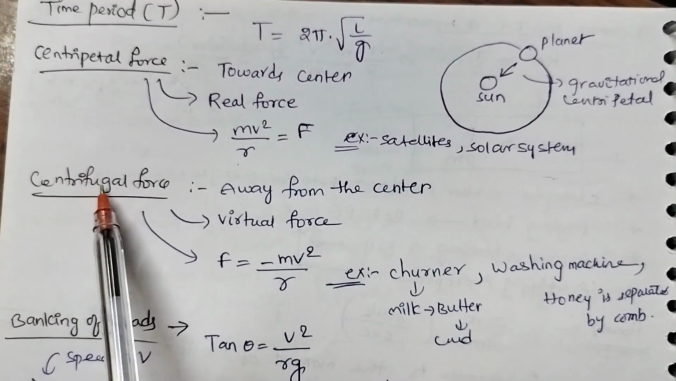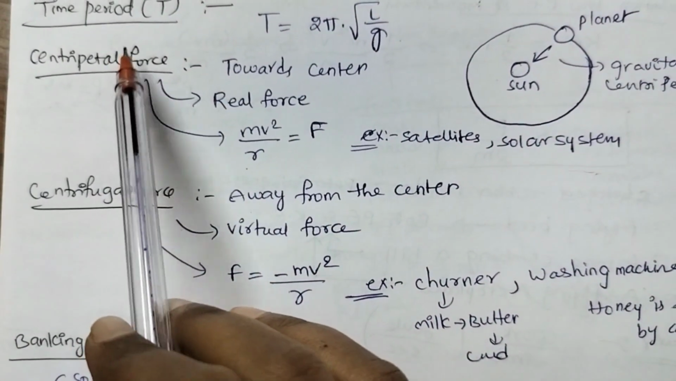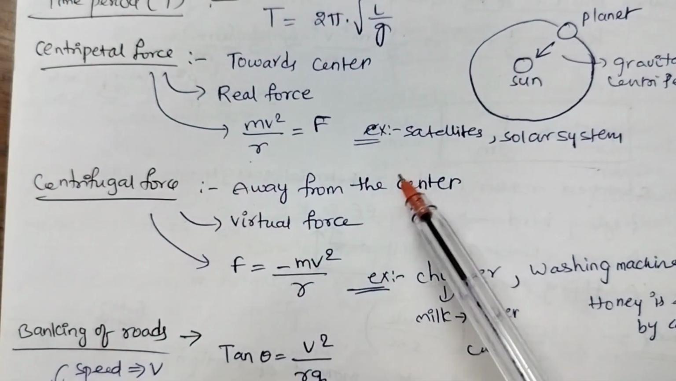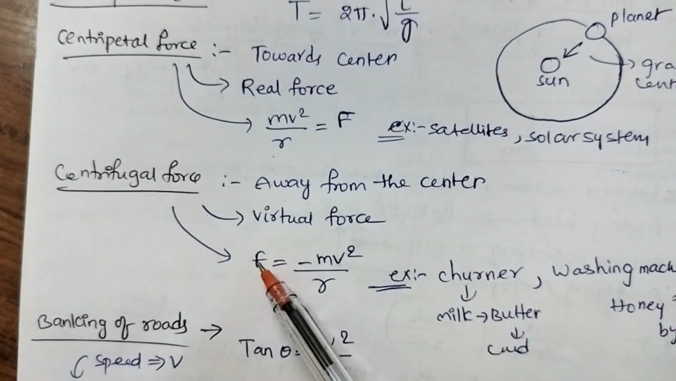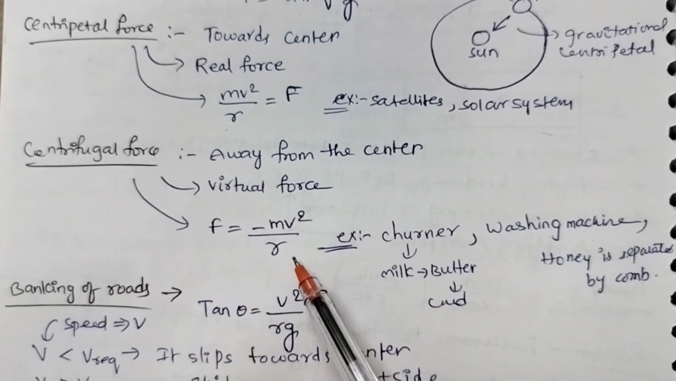Centrifugal force. Centrifugal force acts away from the center, whereas centripetal force acts towards the center. It is away from the center. Here it is a real force, but here it is a virtual force. This is the negative of this. F is equal to minus mv square by r.